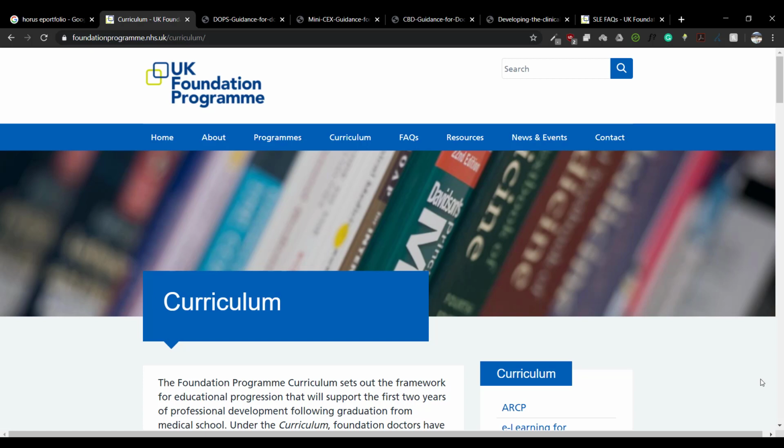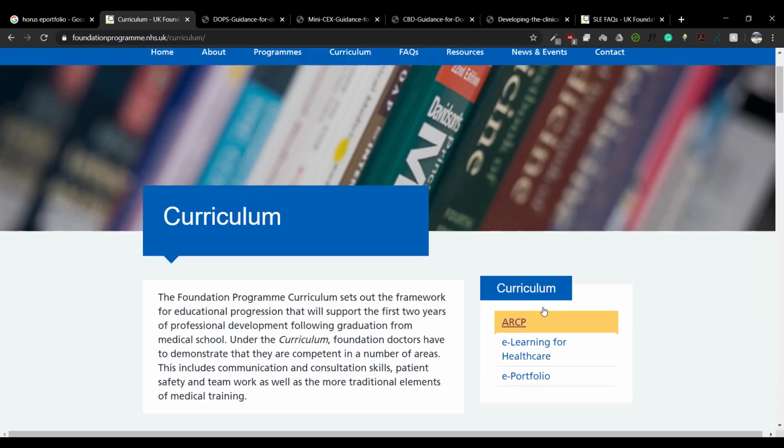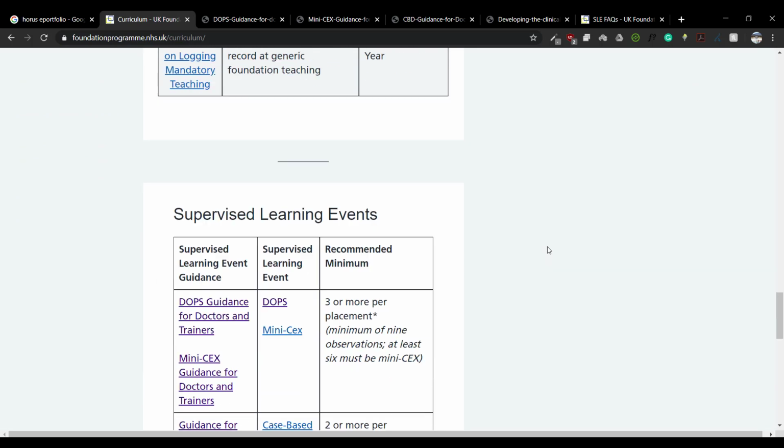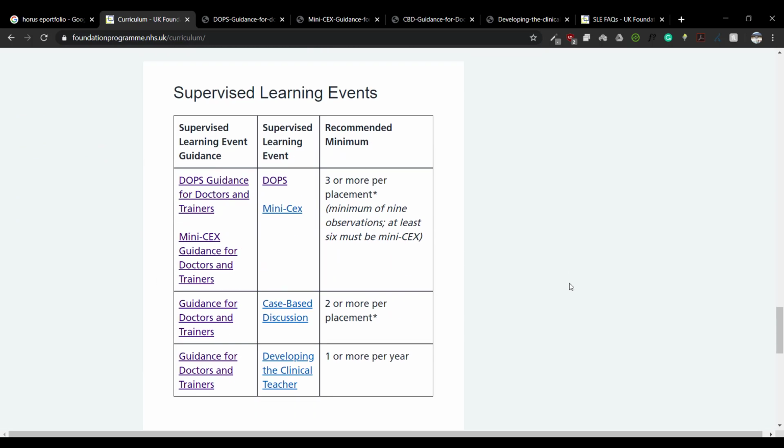So let's jump into the topic. As you can see, I have opened the UK Foundation Programme curriculum. If you haven't gone here and read through some of it, I highly suggest you do. Here are the supervised learning events. The four I was talking about are DOPS, mini-CEX, CBD, and developing the clinical teacher. So let's start with the first one, DOPS.